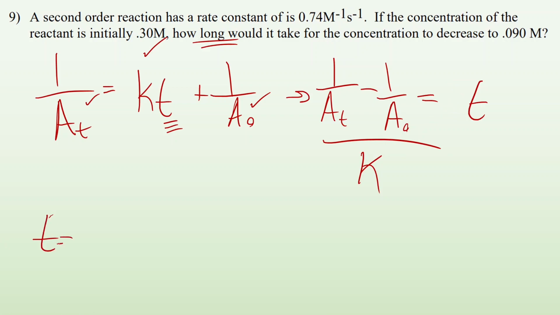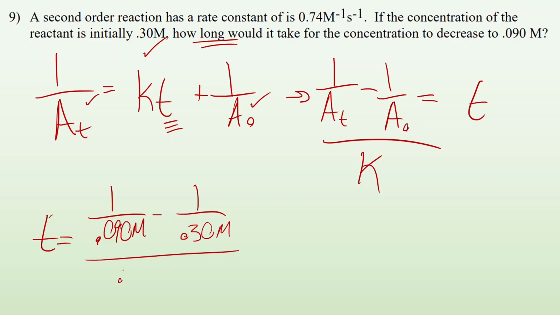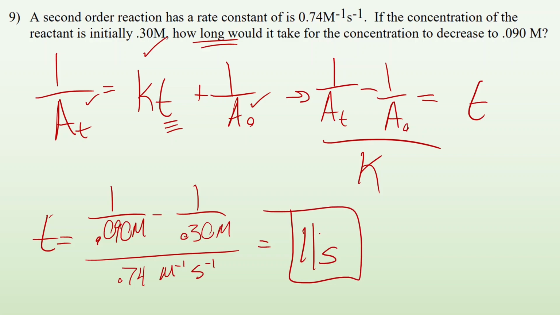So time equals 1 over the amount at a given time, so 0.090 molar, minus 1 over the original amount, 0.30 molar, all over my K of 0.74 molar to the minus 1, second to the minus 1. So when I plug and chug, I end up with, rounding to 2 sig figs, 11 seconds. So there you go. It takes 11 seconds for that to happen.